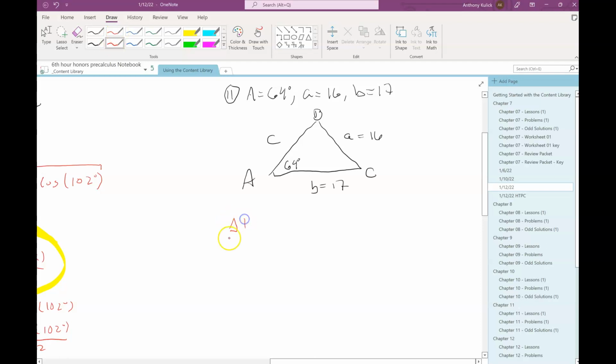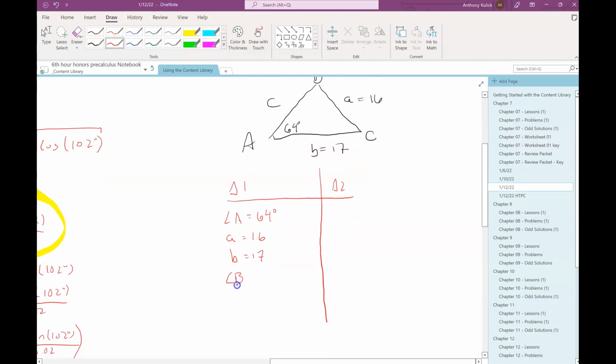So I'll make a place to record my answers for triangle 1 and a place to record my answers for triangle 2. I'm going to be looking for angle B, angle C, and then side C. To differentiate those between the two triangles, I'm going to add some subscripts so that it's really clear which triangle the piece that I'm finding belongs to.